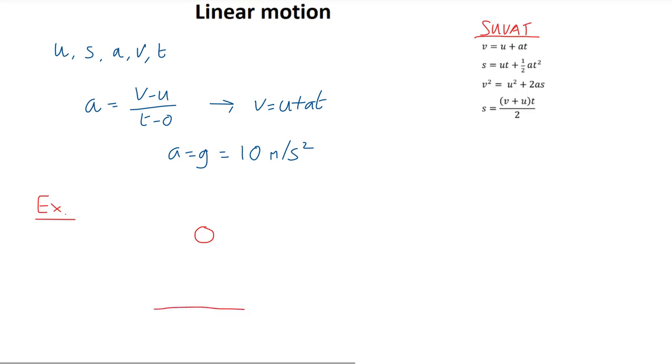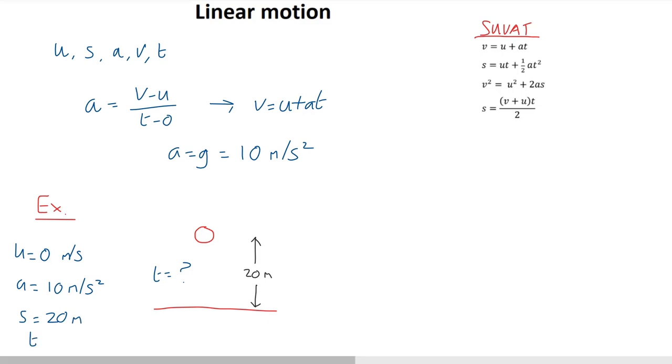Let's assume that we have the object initially 20 meters off the ground, and that we are looking for the time it takes for that object to hit the ground. Well, because we are just dropping the object, we are not forcing it towards the ground, the initial velocity will be 0 meters per second. The reason that this object is falling is because it is accelerating towards the ground due to gravity. Therefore, the acceleration will be 10 meters per second squared. As mentioned in the question itself, the displacement is 20 meters, and we are looking for the time.